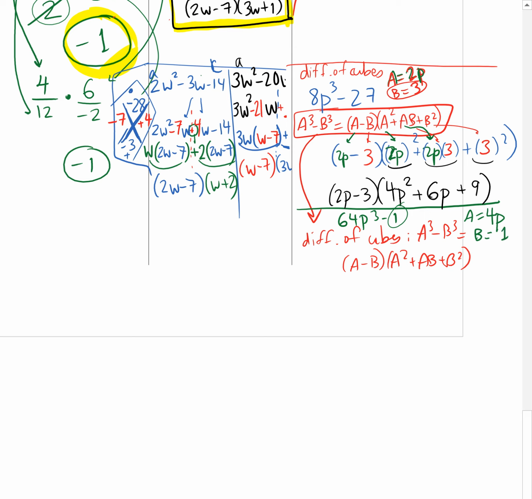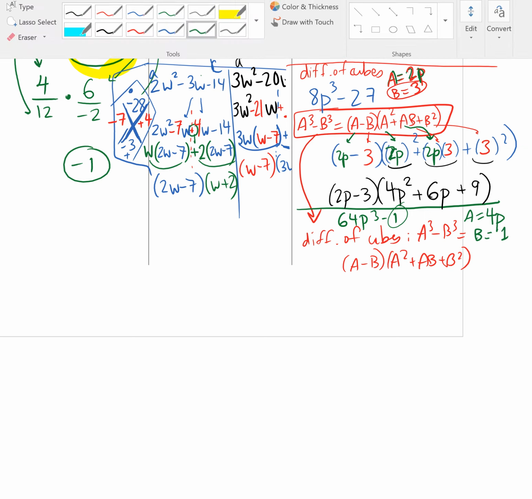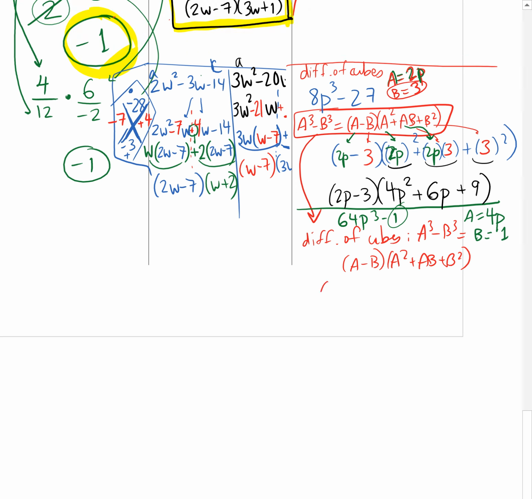Well, 1 itself. Okay, so now wherever all the a's were, I'm going to replace them with 4p. So there's an a here, I'll replace that. Here's an a squared, I'll replace that.